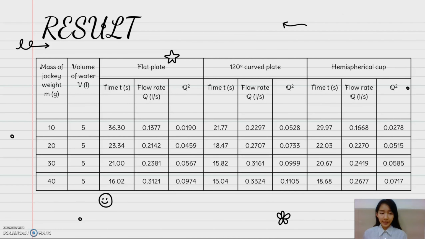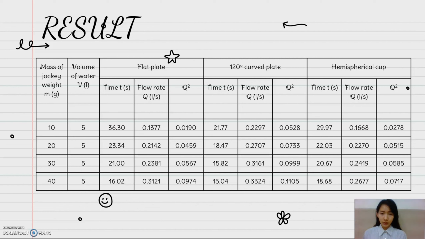Good day, this is Li Zixing presenting the part of results. So in the experiment, the mass of the jockey weight was taken from 10 gram to 40 gram and the volume of water was constant at 5 liter. The duration for the 5 liter of water for all types of plates was recorded in seconds. The flow rate for all types of plates was calculated by dividing the volume of water by the duration. So as the mass of jockey weight increases, the flow rate increases as the duration decreases.